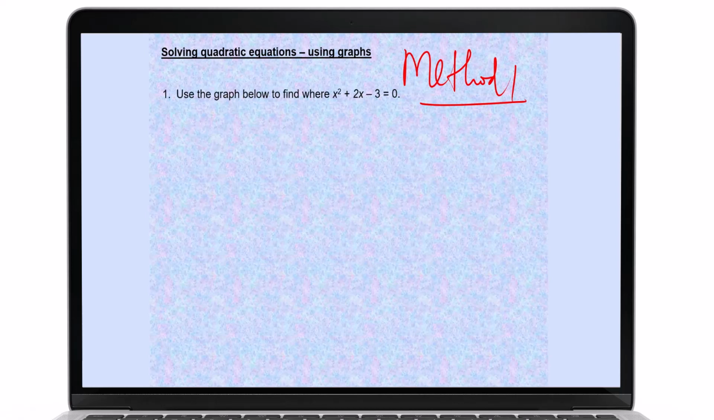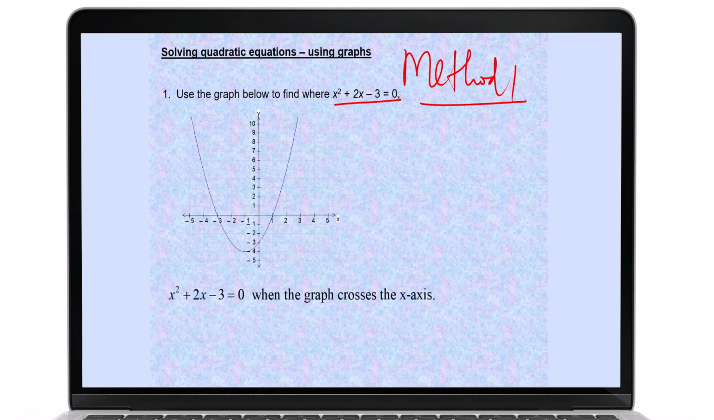Let's go to the first method. This is method 1, using the graphs. How do you use the graphs to solve a quadratic equation? Use the graph below to find where x squared plus 2x minus 3 is equal to 0. So this is the equation you're supposed to solve using the graph. The first thing is to draw the graph, using any suitable values.